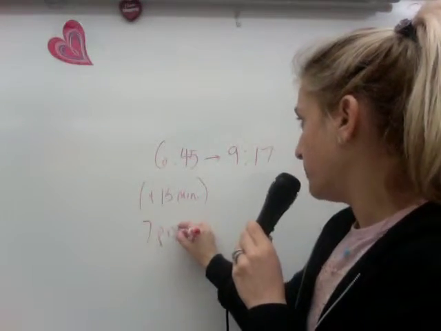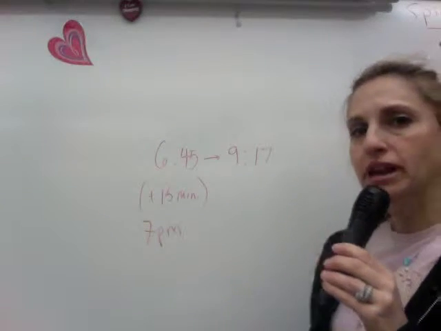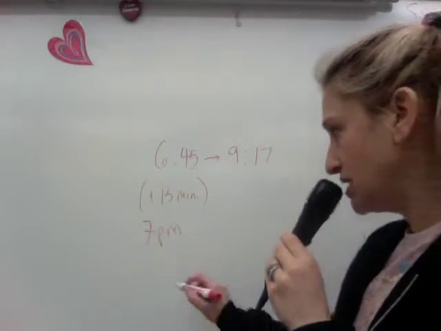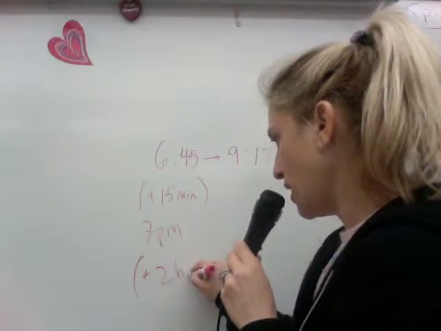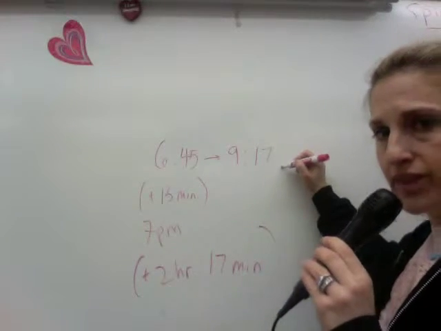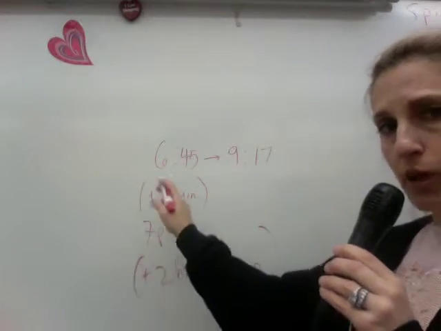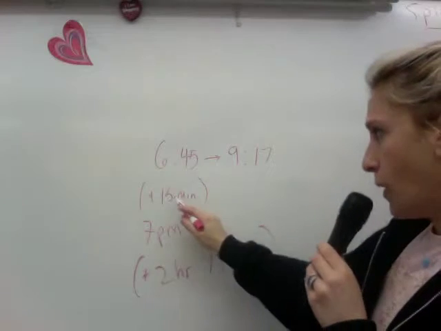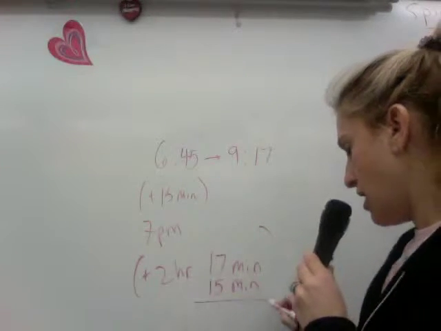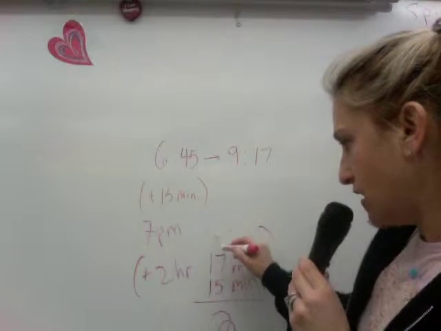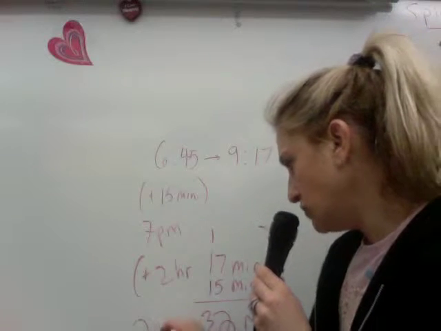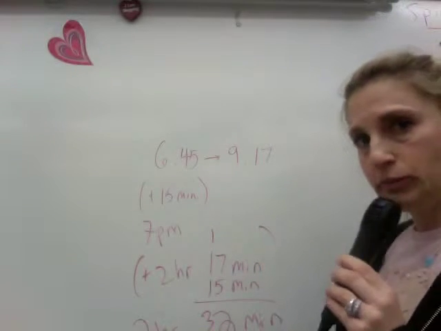I'm now at 7 p.m. From 7 p.m. until 9:17, it's 2 hours and 17 minutes. So if I added 2 hours and 17 minutes, I'm at the end time that I need. Then I add up all my parentheses. So I'm going to add 15 minutes to the 17 minutes. That's 32 minutes. So it is 2 hours and 32 minutes.